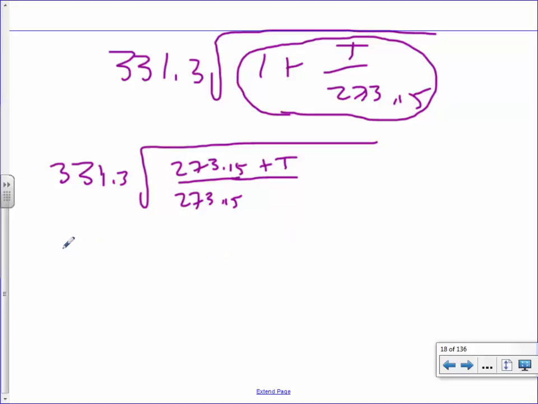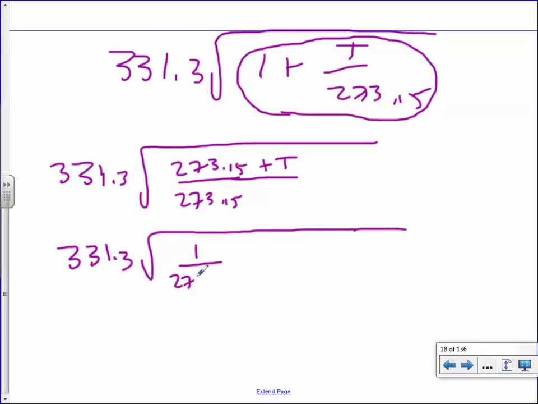Okay. And then what I could do is take that 331.3, and the trick I want to show you here, see whether this makes sense, is I could write this as 1 over 273.15, bracket, 273.15 plus t. You guys see how I kind of factored the bottom out front, but I made it a fraction? Are those two the same thing, from here to here?